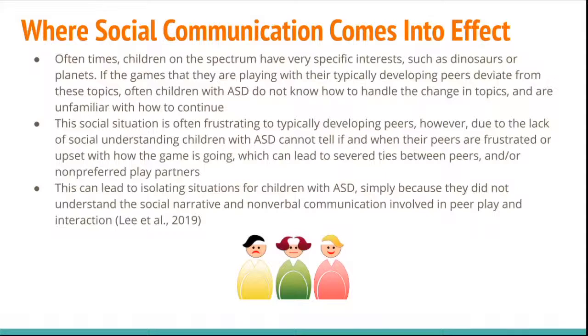So they weren't aware that their friend was getting upset or irritated with how the game was going or what they were talking about. And so as the game continued, they were unaware that they had made their friend very upset. It can create isolating situations in which typically developing peers aren't willing to play with peers with ASD, because it's not an easy social communication and there are a lot of barriers involved. One child wants to play one way that is very rigid and strict, and the other child is willing to move around but doesn't want to play by the same script every single time.